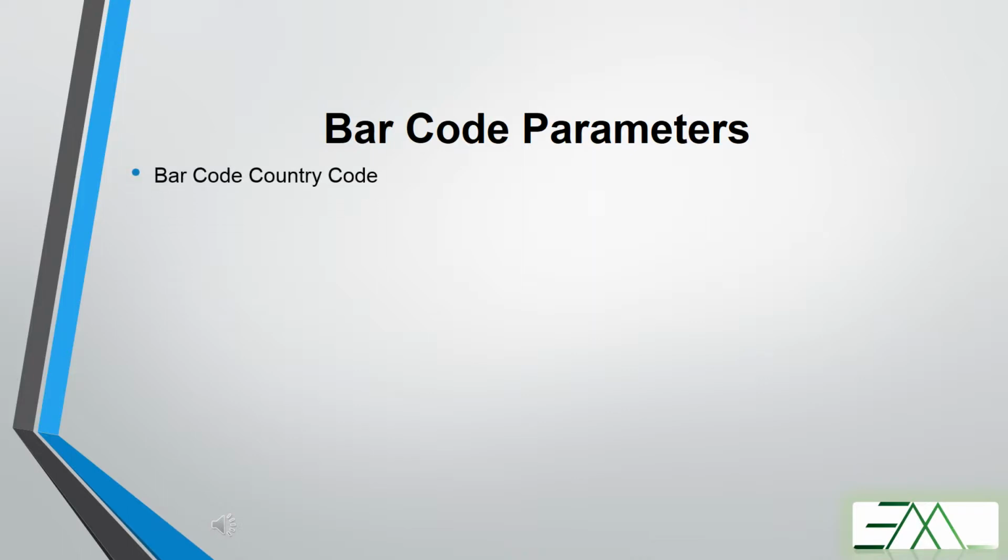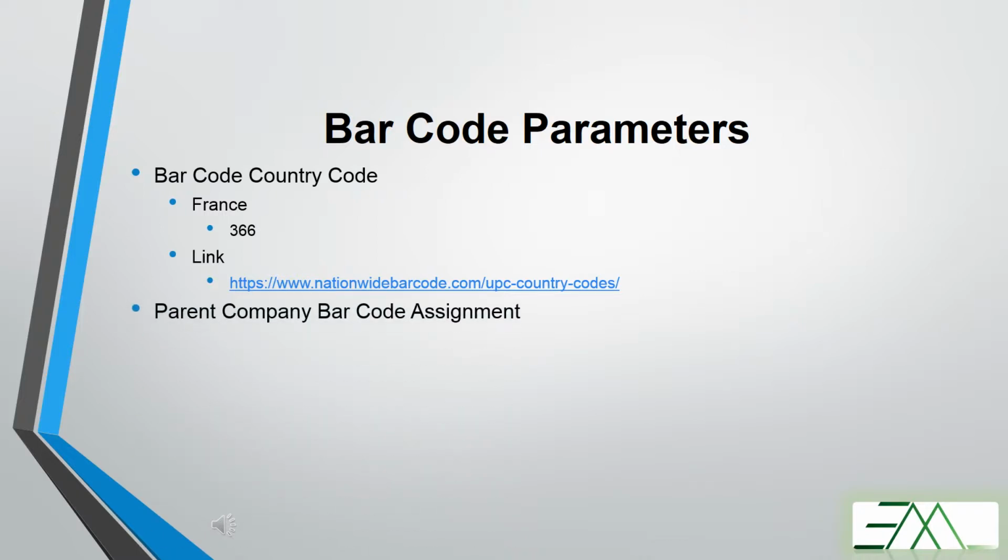Every barcode has a country code. In this case, we are using France, which has a country code of 366. Now, for a link to this information, it is below and also on our resource information page. Now, within the country of France, we have a manufacturer's ID number. In this case, the manufacturer's ID number is 1441.